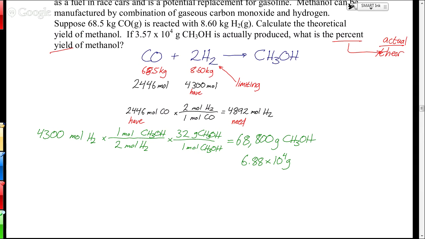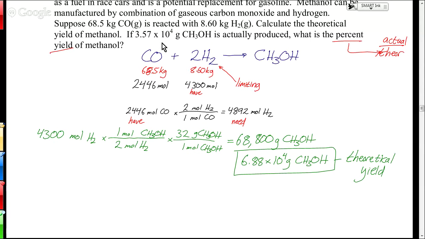Is that what you got? Yeah. So what is that number? Is that the theoretical yield or the actual yield? That's the theoretical yield. That's how much we could make if every single molecule of H2 was reacted and became CH3OH. Our actual yield is given up here, 3.57 times 10 to the 4th.